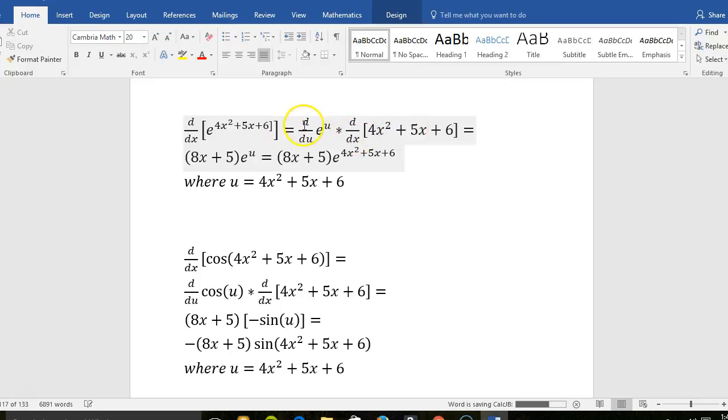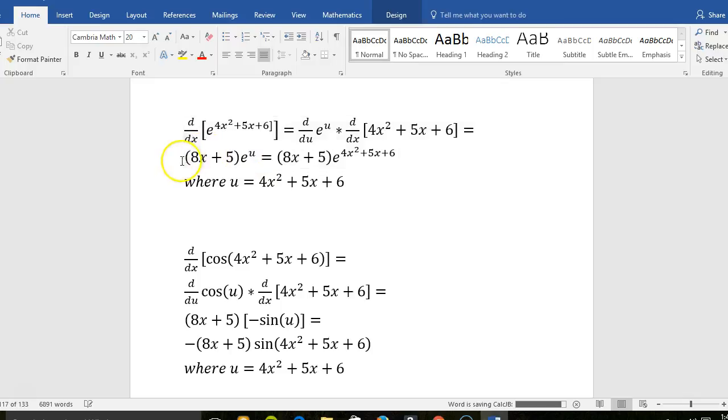But anyway, getting back to this problem. By the chain rule, d by du of e to the u is e to the u. And then d by dx of this guy, well, you remember you just derivate term by term. The sum of the derivatives is the derivative of the sum. So we just do d by dx of 4x squared, that's 8x. D by dx of 5x is 5, and d by dx of 6 is 0. It's gone. So we just have 8x plus 5, and you've got to put parentheses around it because we're multiplying the whole thing by e to the u.